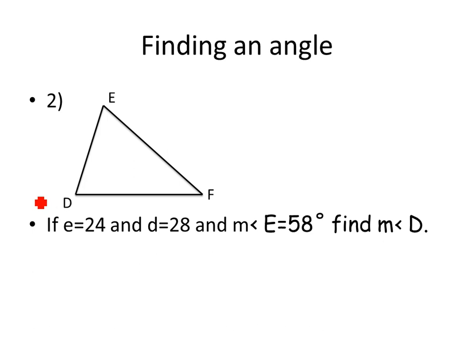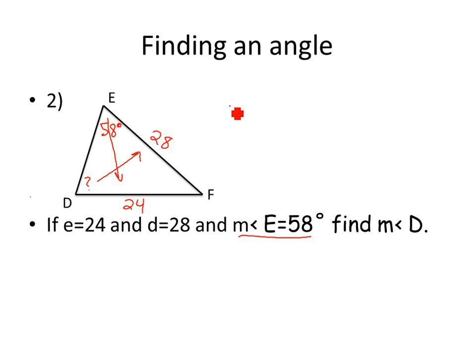We know that little e is going to be across from big E. So little e is right there. That's 24. We know that little d, which is across from big D, is right there. That's 28. So we fill those in. The measure of angle E is 58 degrees. So that's this angle right here, 58 degrees. And we're looking for angle D right there.